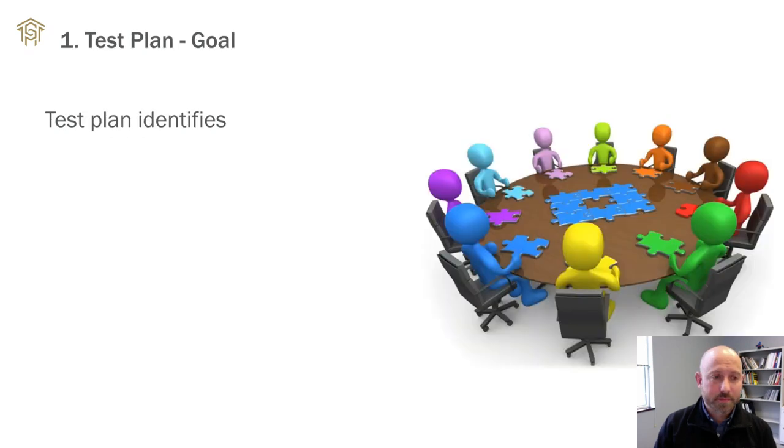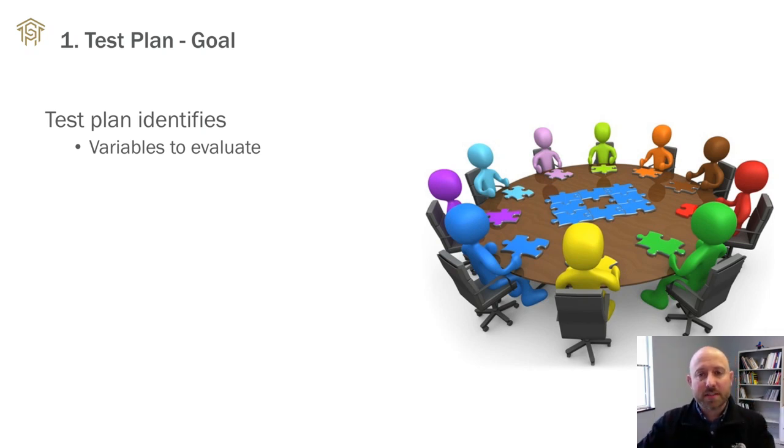I tell you. So what are we going to identify during the test planning stage? We're going to figure out that goal. So we have to look at variables to evaluate. What variables are we going to change to see how that impacts our print? So we need to identify what variables we can adjust. And we also have to create a method of evaluation for that plan.